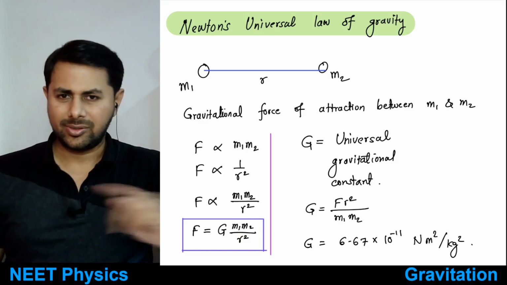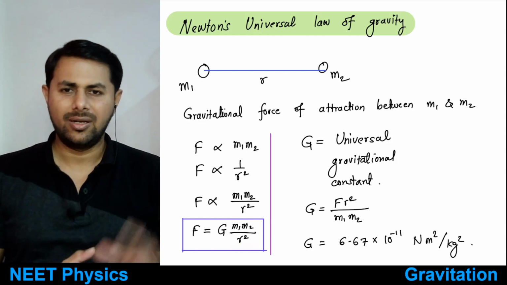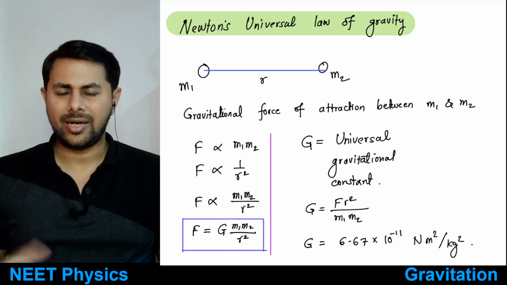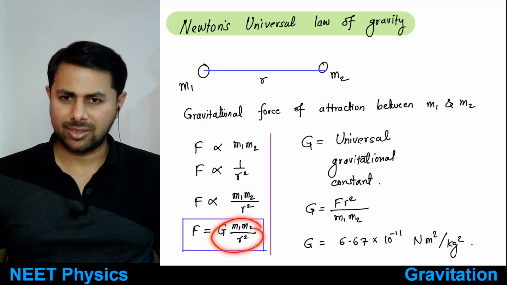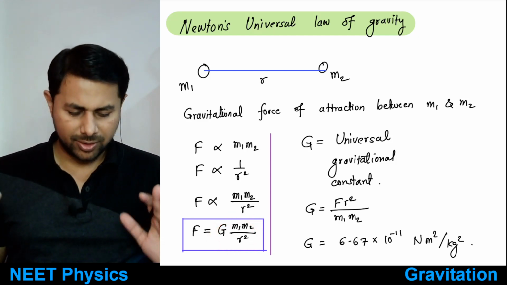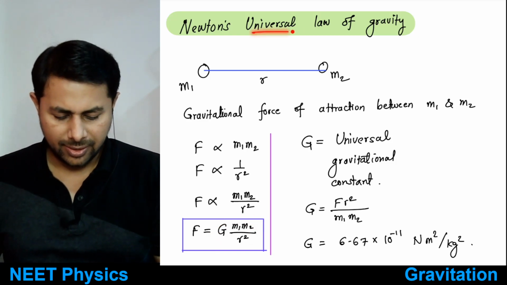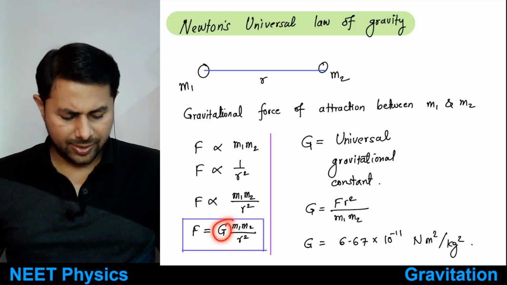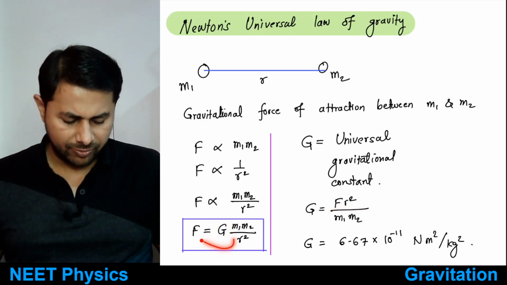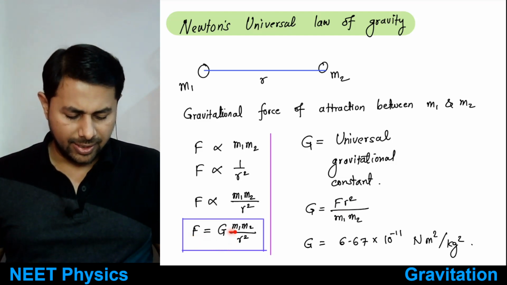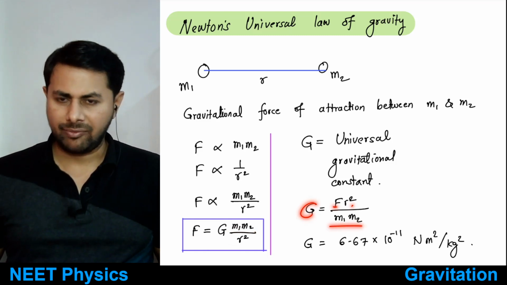Earth and moon, there is some force of gravitational attraction given by the same formula. Then again the moon and sun, or earth and sun, the gravitational force is given by the same formula. So this formula is universal, applicable everywhere. Now this G is equal to what? F r square divided by m1 m2. If we move r square to that side and m1 m2 to the other side, we get G is equal to F r square divided by m1 m2.